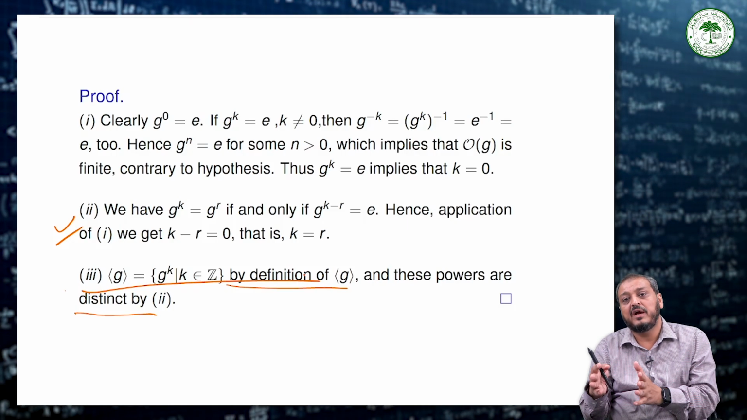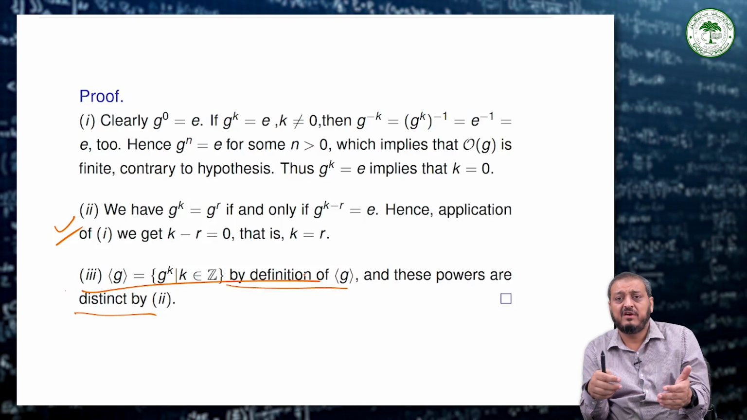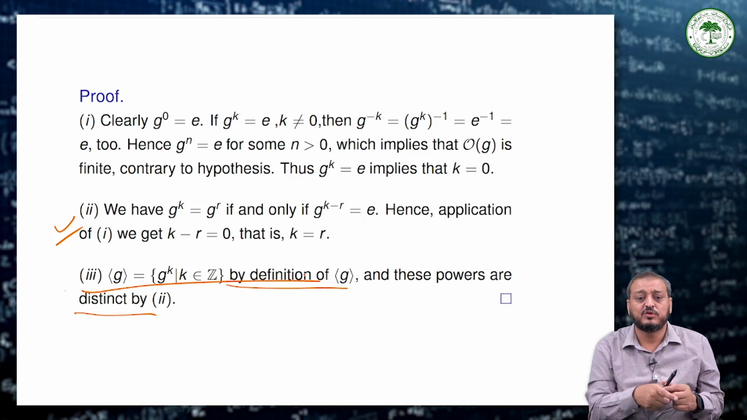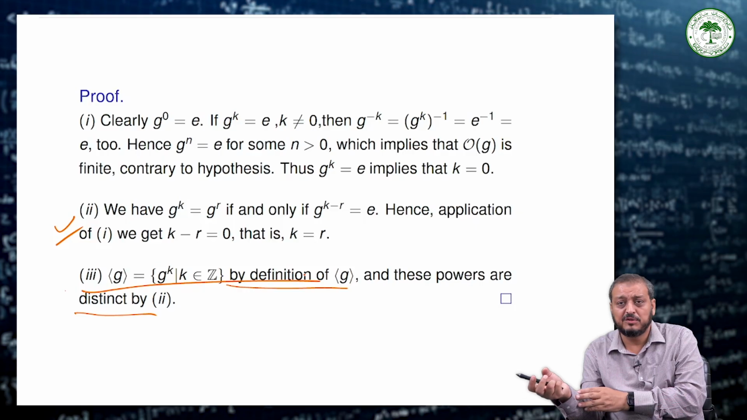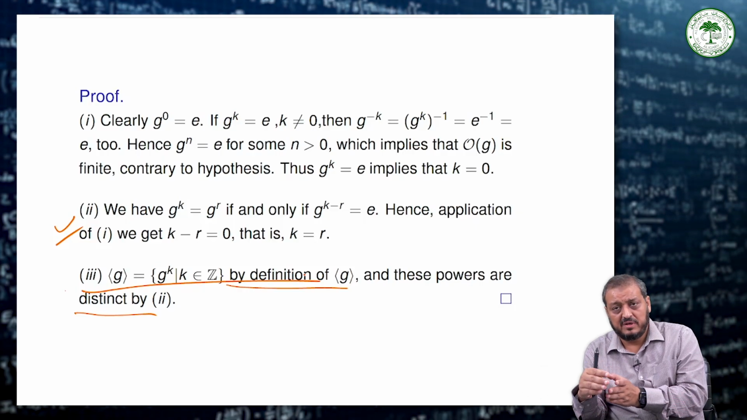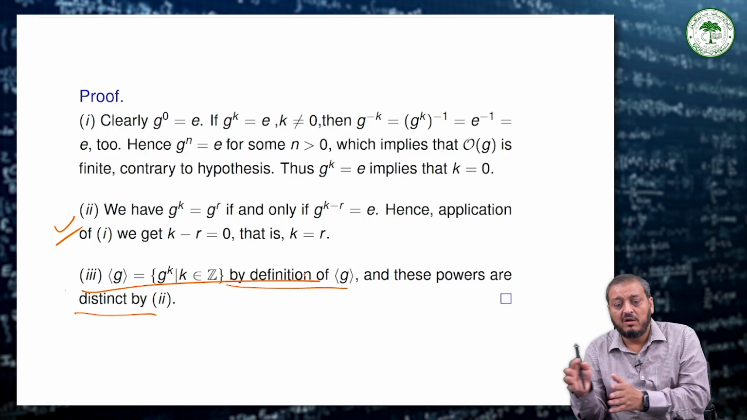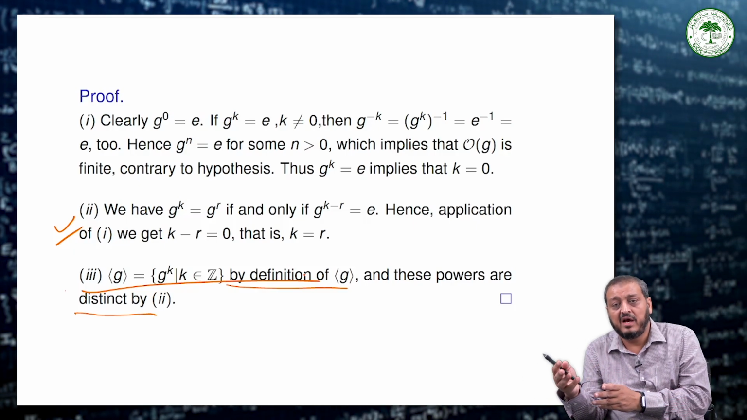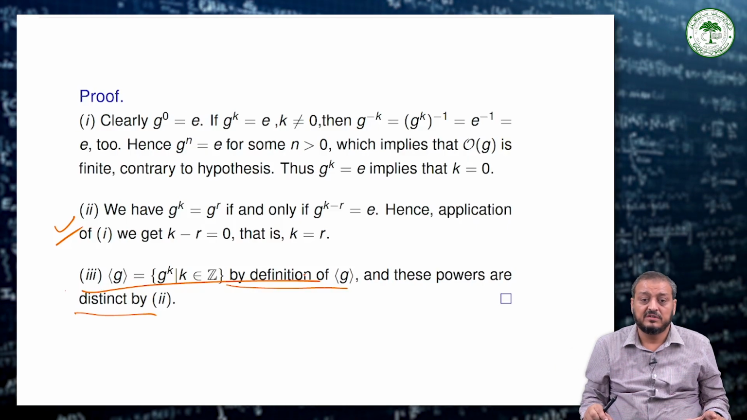In the case of a finite set, we have proved it a different way, and if we have an infinite set, we also have to show that. This means g to the power k is identity only when k is 0, and g to the power k equals g to the power r only when k is equal to r. So all the powers of g, when k is any integer, are all different.